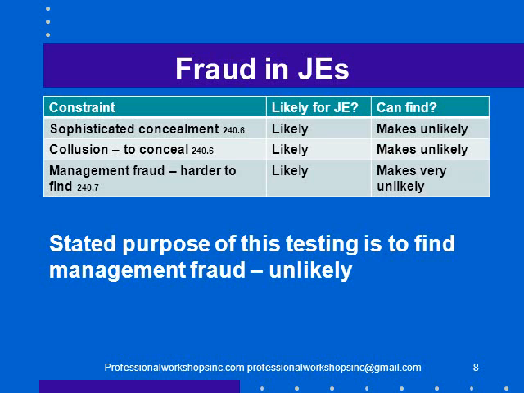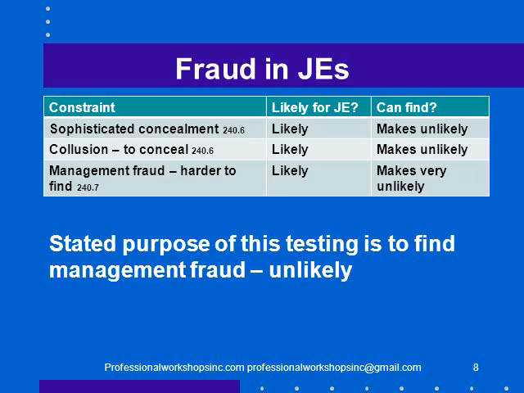The other thing standards tell us is there are 3 main reasons that we may miss fraud in an audit, inherent limitations of an audit for finding fraud. And they are sophisticated concealment, collusion, more than one person getting involved trying to cover it up, and the fact that it's management fraud, which is much harder to find.